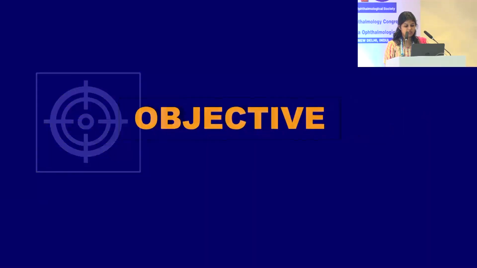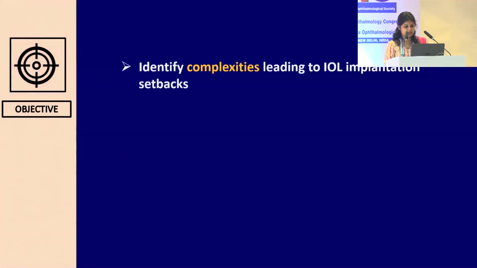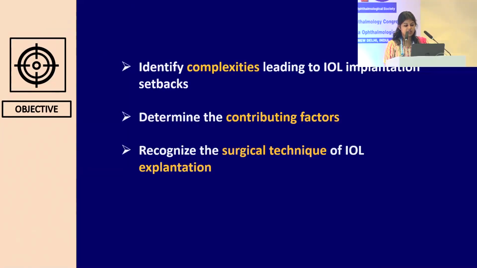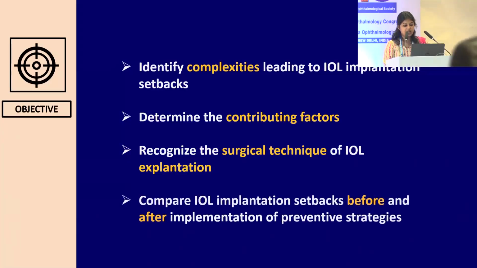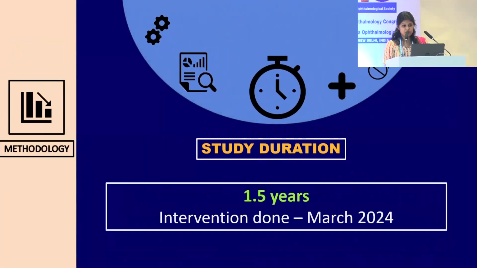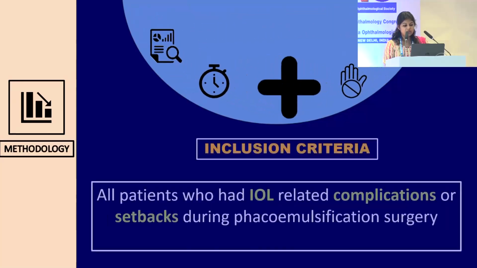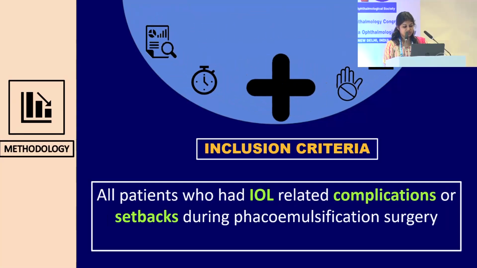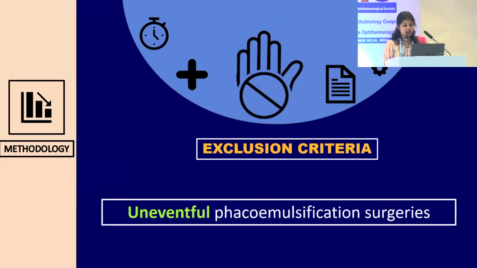We aim to identify the complexities leading to IOL implantation setbacks and determine their contributing factors, and also to recognize the surgical technique for IOL explantation if used, and to compare the IOL implantation setbacks before and after implementation of certain preventive strategies. This was a retrospective study done over a duration of 1.5 years. We included the phacoemulsification surgery cases that had IOL-related complications or setbacks, and we excluded all the uneventful phaco surgeries.